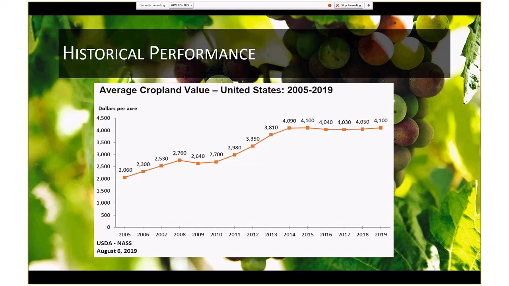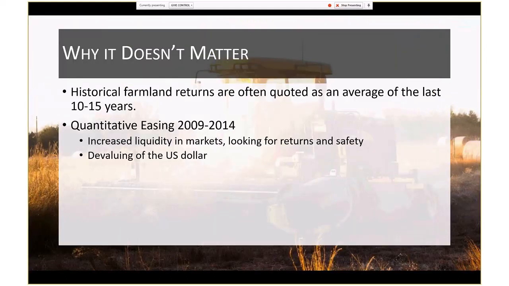But the biggest driver of the increase in value of underlying farmland was quantitative easing. If you think about it, quantitative easing occurred from 2007 to 2014. And if we look at the chart where we see the greatest growth, it's during that period. I'm going to go to the next slide, but it did that for a couple of reasons. It caused a general increase in the liquidity in the markets, again, looking for returns and looking for safety.